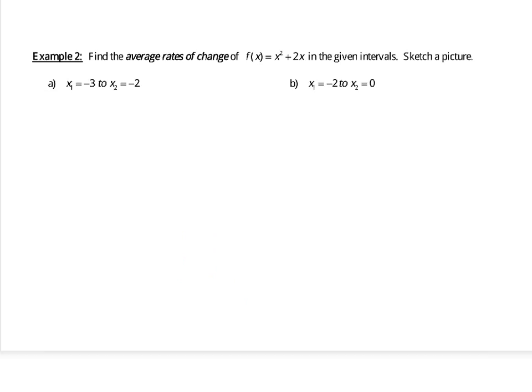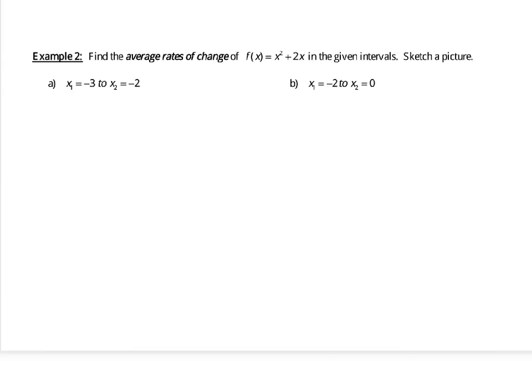Example 2 asks us to find the average rates of change given the function f of x equals x squared plus 2x. So using that function and the given x values, the first thing I want to do is graph the function. Once I get a graph on my graphing calculator and I can transfer it to the paper, I then want to observe the 2 given x values, -3 and -2. I need to find those corresponding y values so then I can run the slope formula.